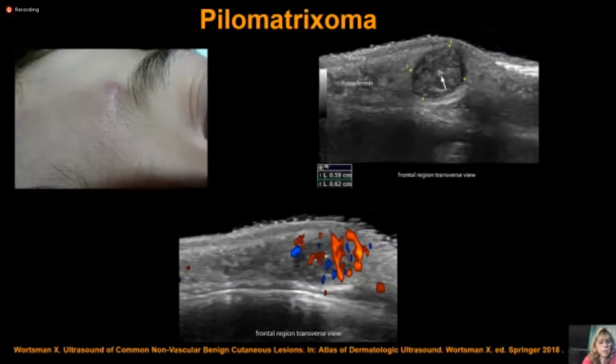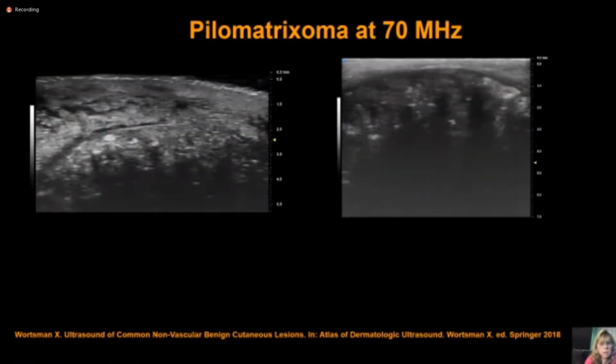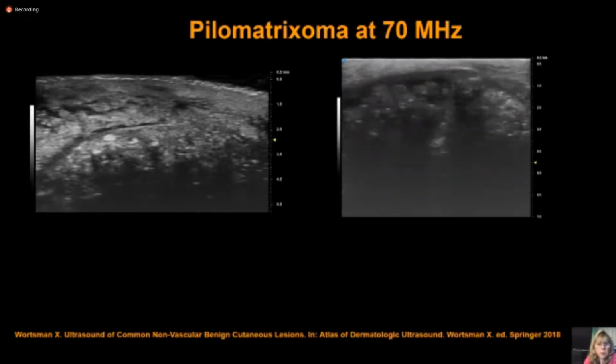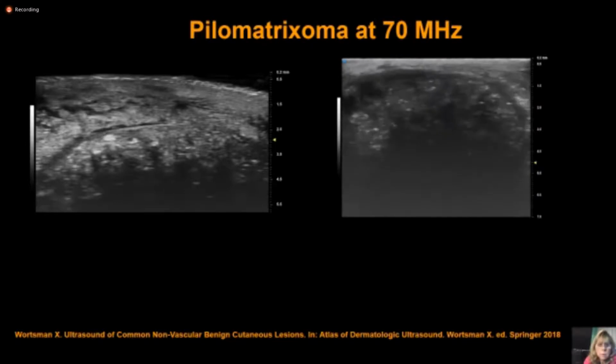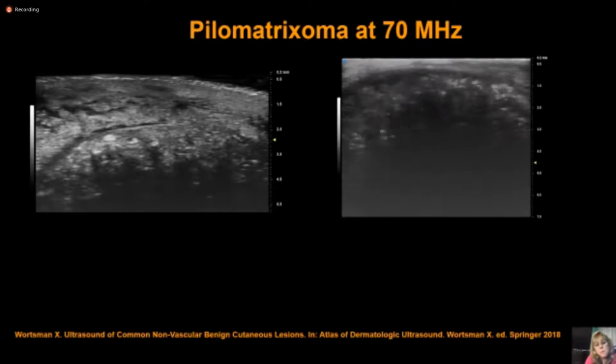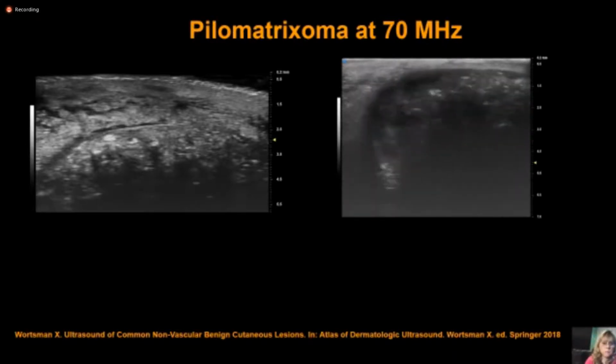This is a case. You can see the clinical lesion on your left, and on your right you can see the target type of lesion with a hypoechoic border, a heterogeneous center, a hyperechoic spot that is marked with an arrow, and an intermediate degree of vascularity. If we go to a 70 MHz probe, you can notice the multiple hyperechoic spots with posterior acoustic shadowing artifact that are a typical finding in pilomatrixoma.